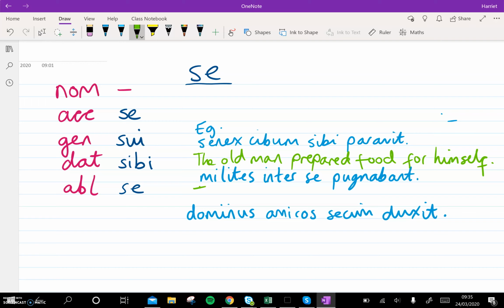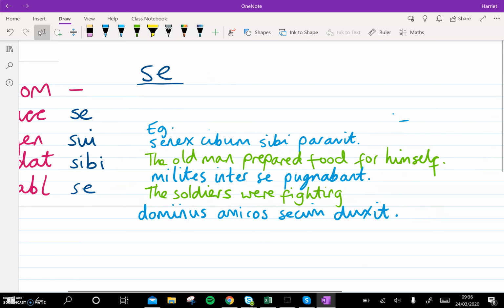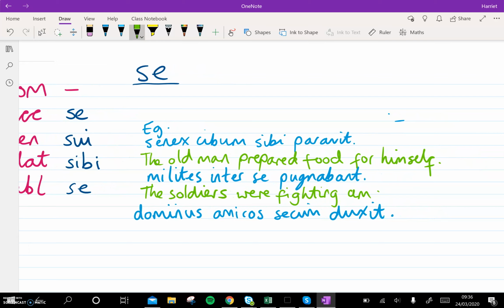Okay, the soldiers were fighting inter se, among themselves. And this time it's themselves because we know that the se is referring to those soldiers. Final one, the master led his friends.